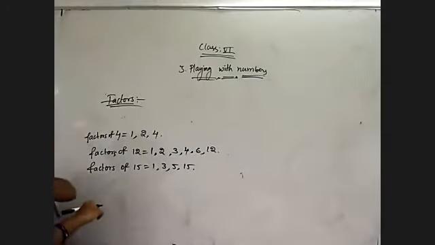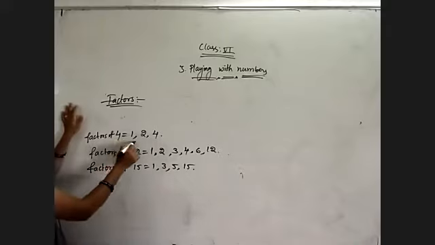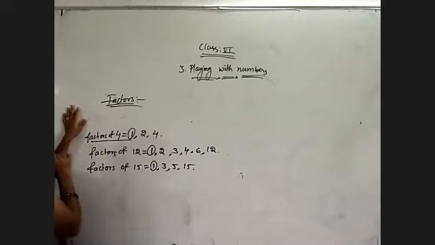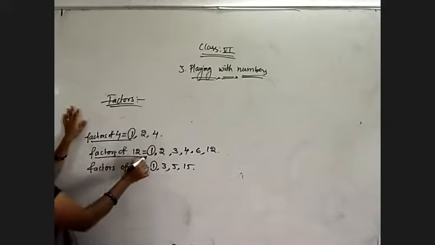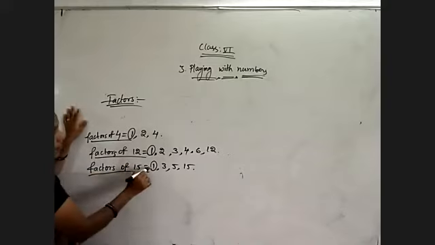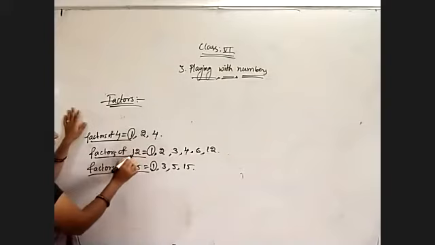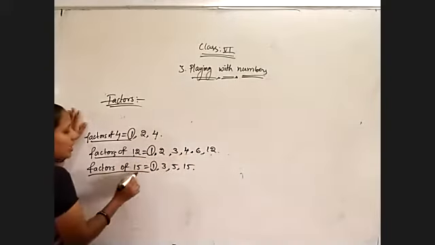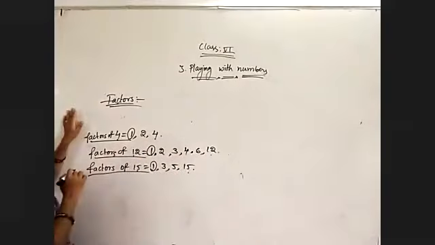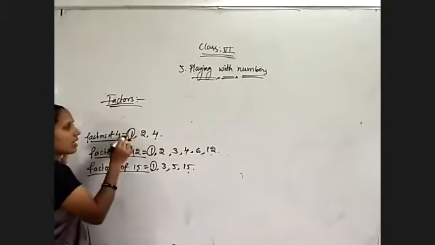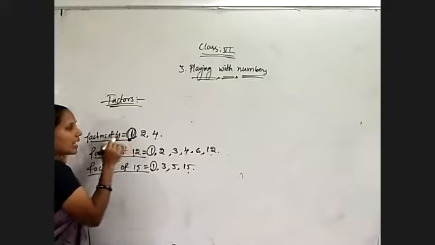Why am I writing all these? Observe each number's smallest factor. What is the smallest factor of 4? 1. Smallest factor of 12? 1. Smallest factor of 15 is 1. And the greatest factor of 4 is 4, the greatest factor of 12 is 12, the greatest factor of 15 is 15. Just observe, all the factors lie between 1 and that number.